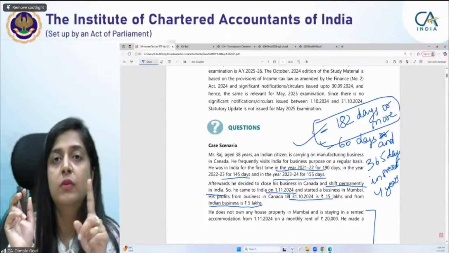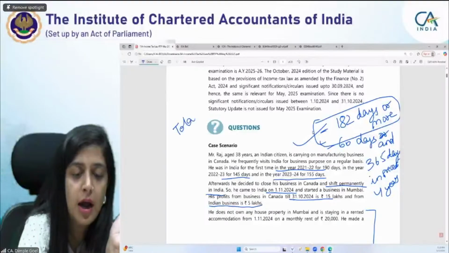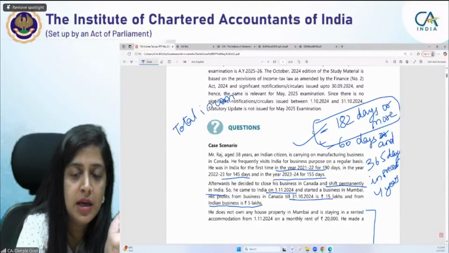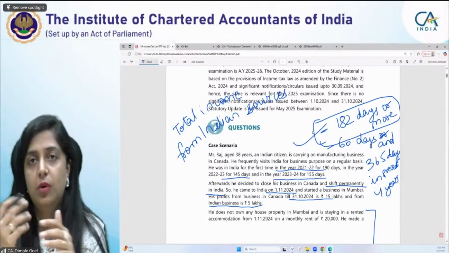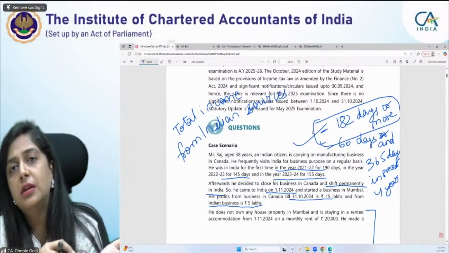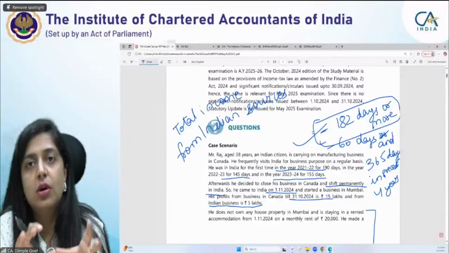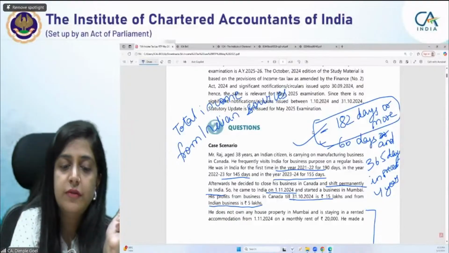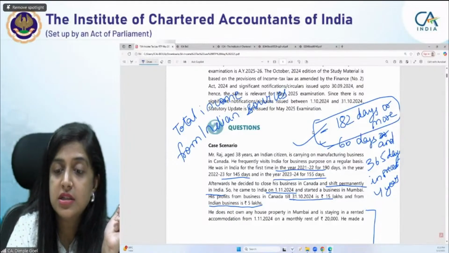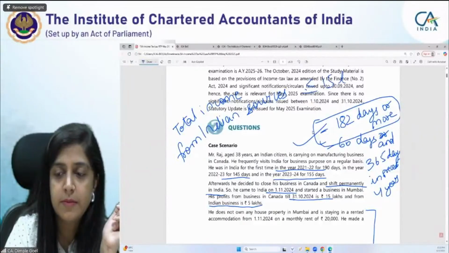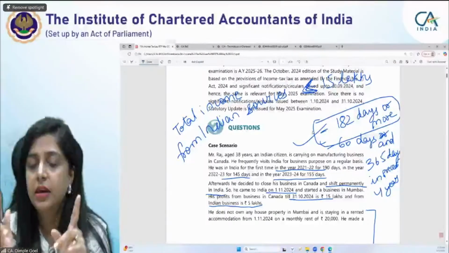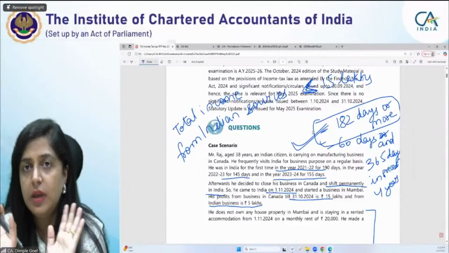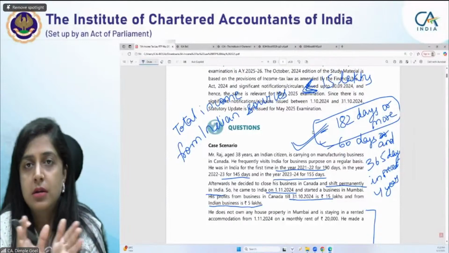Second condition depends upon one thing. What is the one thing? How much total income he has from Indian sources. Or you can say, in your study material, the language used is total income other than income from foreign sources. So this is also important for another condition. If this total income from Indian sources does not exceed 15 lakhs, then definitely only this condition will be applicable for an individual to become a resident in India.